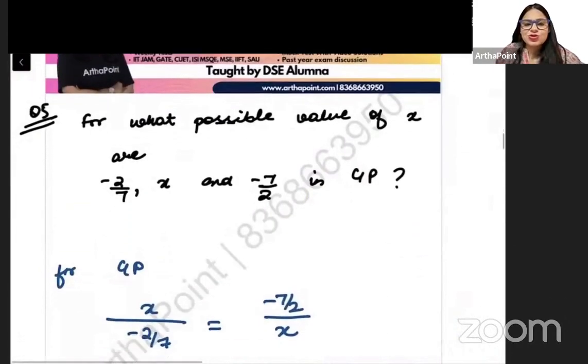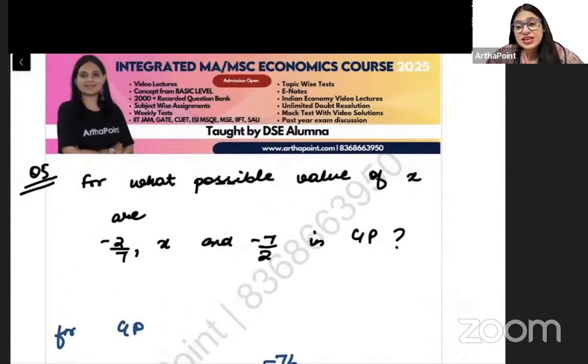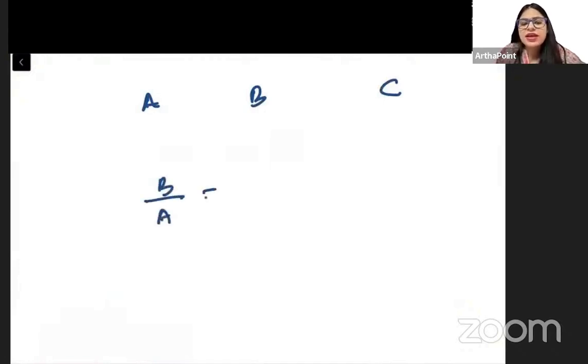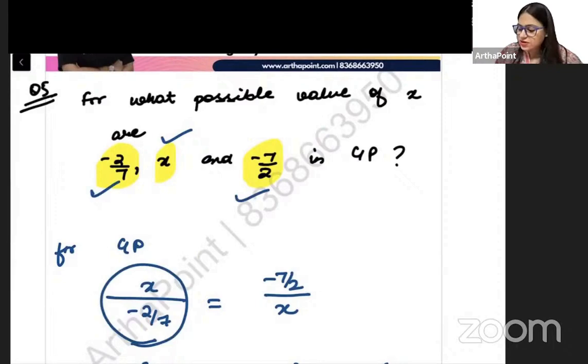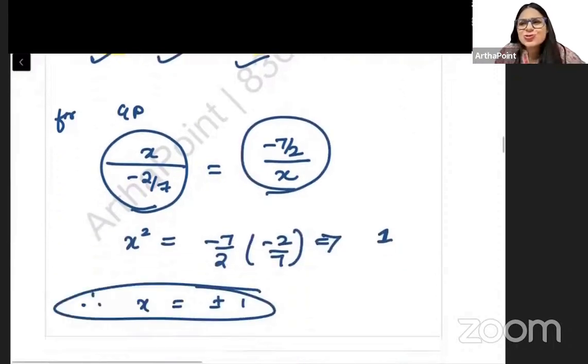Now let's go on to the next question. So question number 5, beta. It says, again, as I told you, there are questions on APs and GPs. That means the questions are from 12th level. What are the possible values of X such that these 3 numbers fall in GP? So you just have to use the property that if A, B, C are in GP, then B by A should be equal to C by B. They have a common ratio. So I have just used the property that X divided by minus 2 by 7 should be equal to minus 7 by 2 divided by X. And just solve for the value of X.